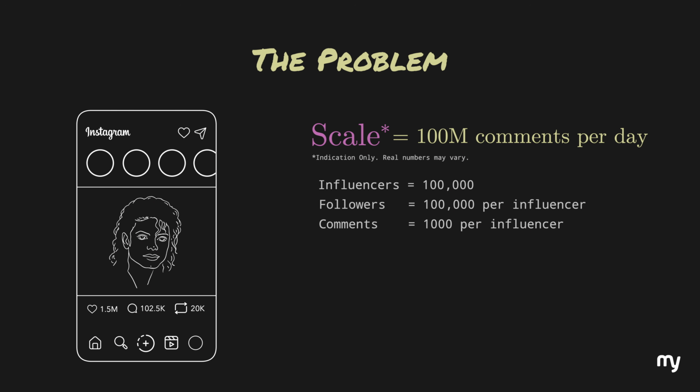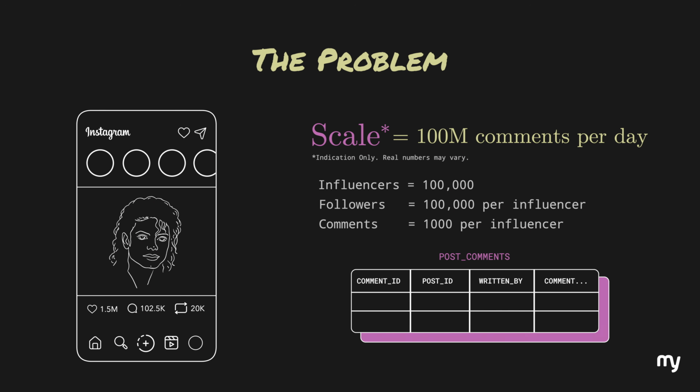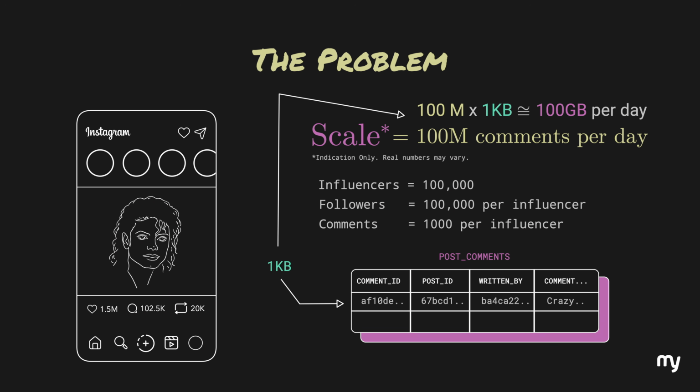All of these comments will go in a database in a table somewhere. And assuming each row contains 1 kilobyte of data, 100 million comments would mean 100 gigabytes of data. And that's only per day. Transpose it for a year, this will be 36.5 terabytes of data, and that's only for comments. There is a lot more data that's stored in the database.